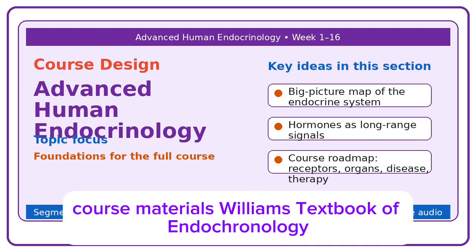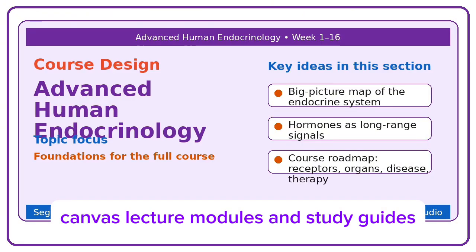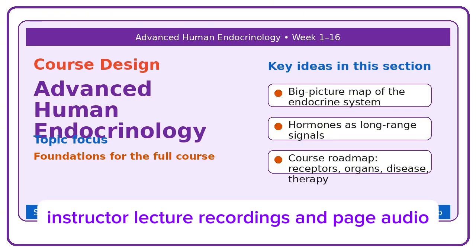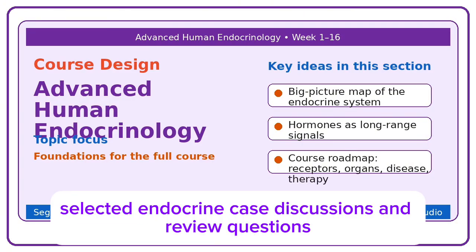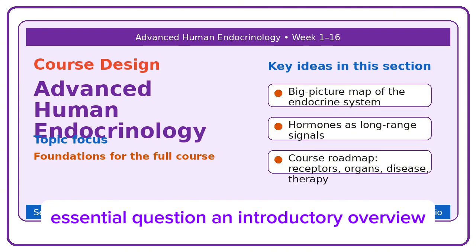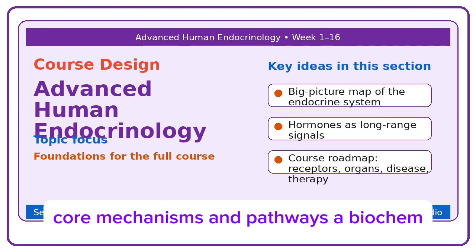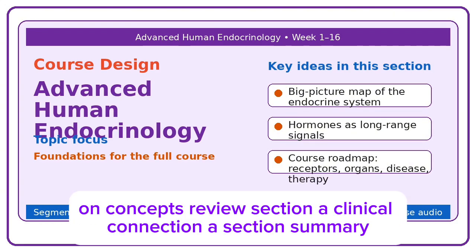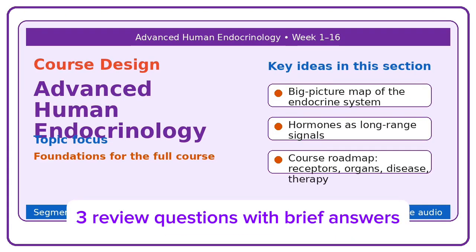Course materials: Williams' Textbook of Endocrinology, Canvas lecture modules and study guides, instructor lecture recordings and page audio, selected endocrine case discussions and review questions. Course organization: each module will typically include a central essential question, an introductory overview, core mechanisms and pathways, a biochemical concepts review section, a clinical connection, a section summary, and 3 review questions with brief answers.